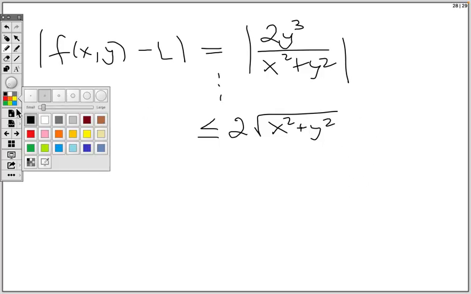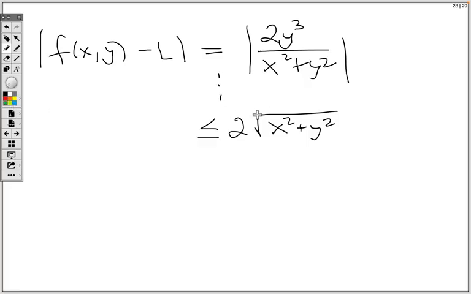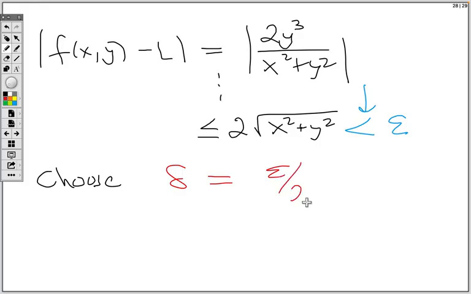So if I force this, if I make this less than epsilon, then my original thing will be less than epsilon. So I'm going to choose delta to be epsilon divided by 2. So I would divide both sides by 2 here to figure out what the delta should be.